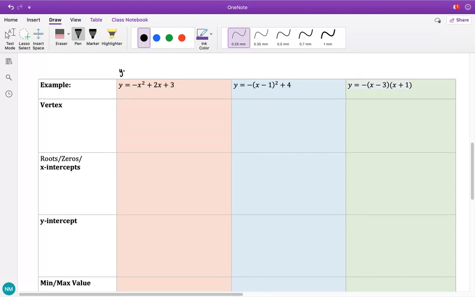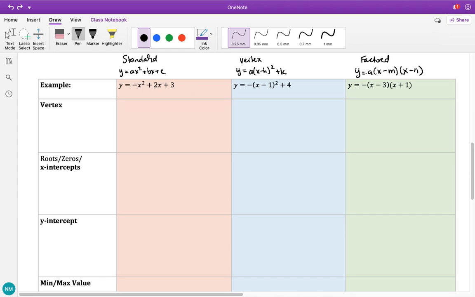It's y equals ax squared plus bx plus c. This one's in vertex form, y equals a(x minus h) squared plus k. And this one's in factored form, which is y equals a(x minus m)(x minus n). And if you were to factor this out, you would get this.